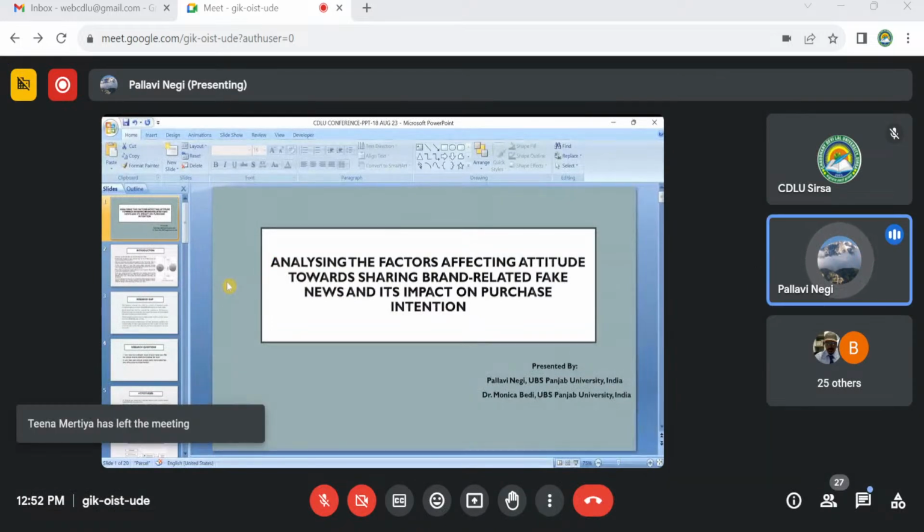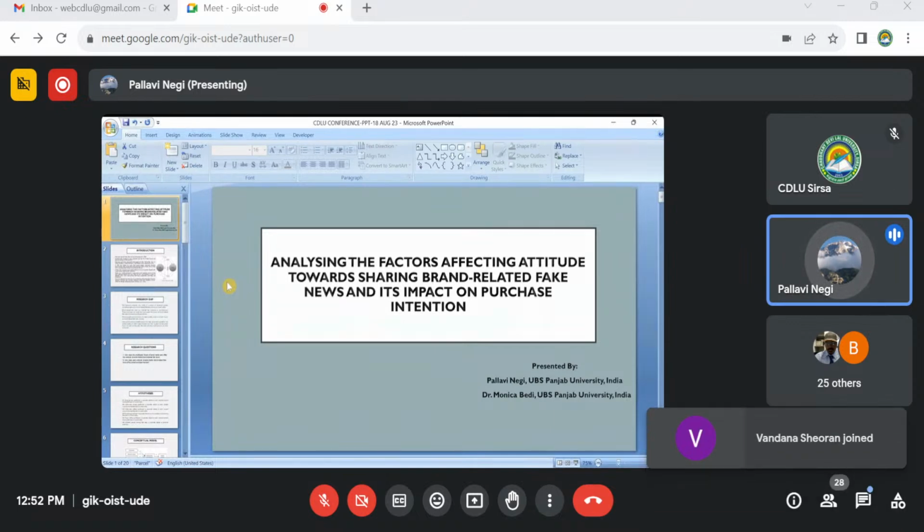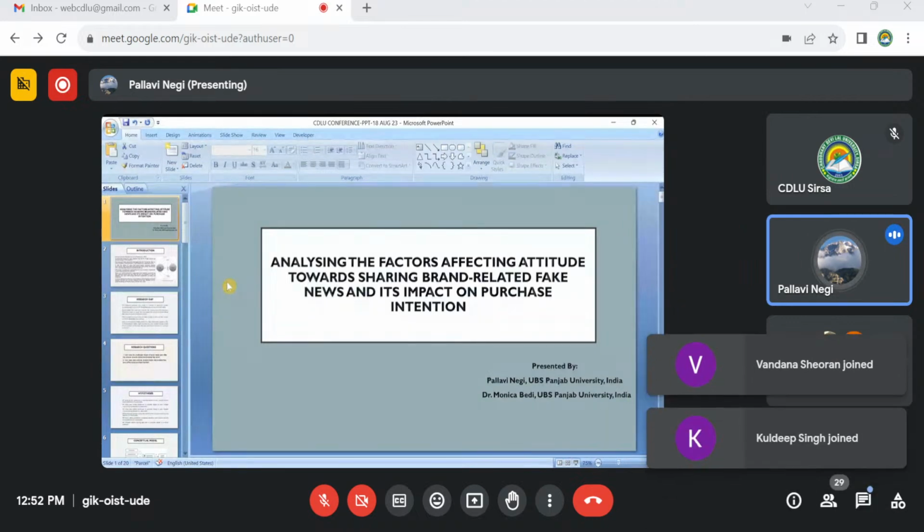So good afternoon to the session chair, co-chair, organizing team, fellow presenters, and attendees. My name is Pallavi Negi, and today on behalf of my team, I'll be presenting my paper on the topic: analyzing the factors affecting attitude towards sharing brand-related fake news and its impact on purchase intention. The objective of this paper is to understand why people share fake news related to brands and how it influences their purchase intention.